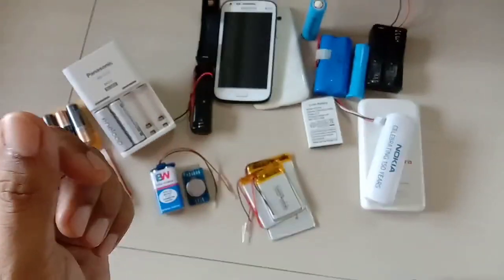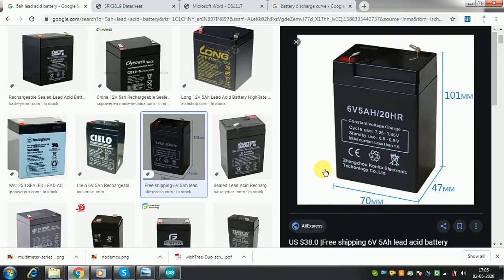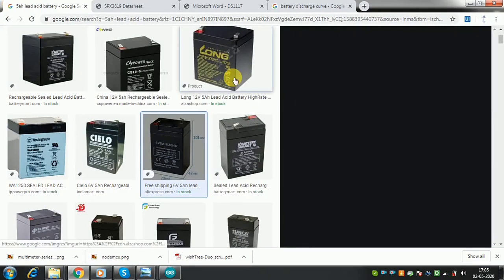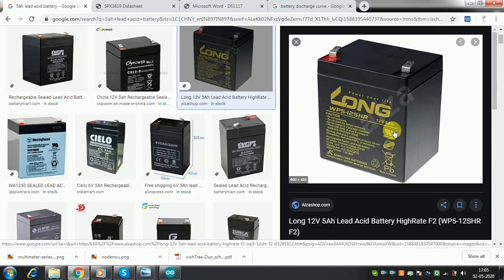And there is another kind of battery, a lead acid battery. Let us have a look in the laptop. This is a lead acid battery. They are available in different specs, like this is 6 volt 5 ampere hour, so they certainly have bigger capacity. This is another one, this has got 12 volt and 5 ampere hour. These are certainly heavy and they have a higher capacity.